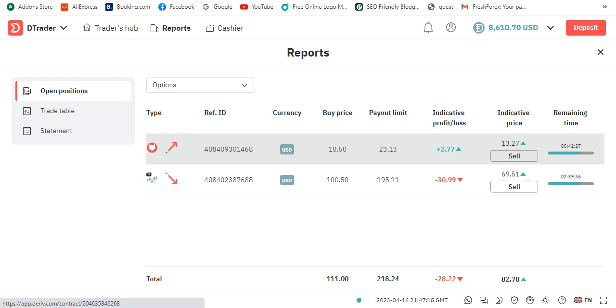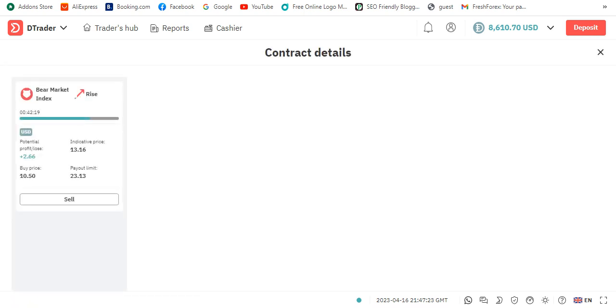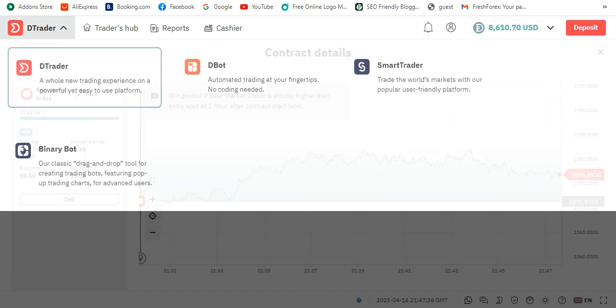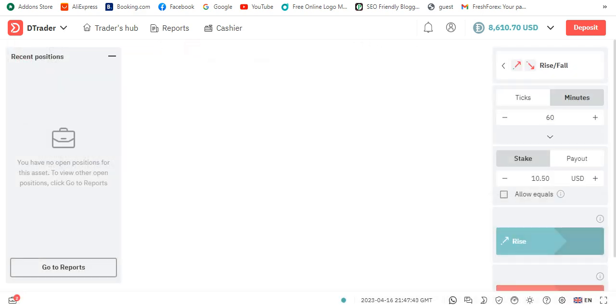But this is the market we are running. Okay, that is the market. So I can decide to close it, or I can decide to leave it as well. Whichever way.